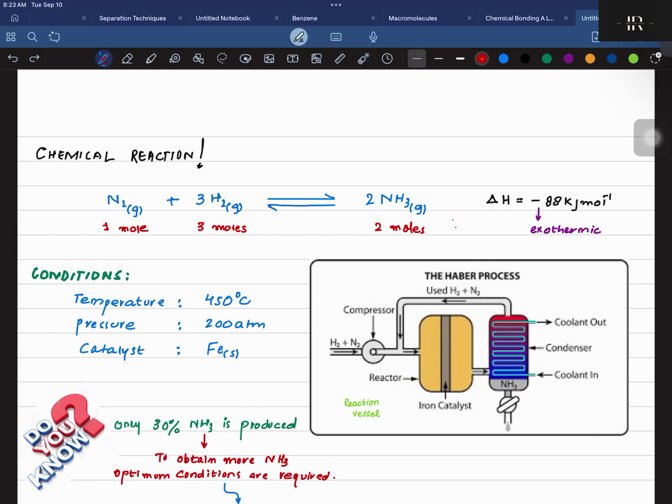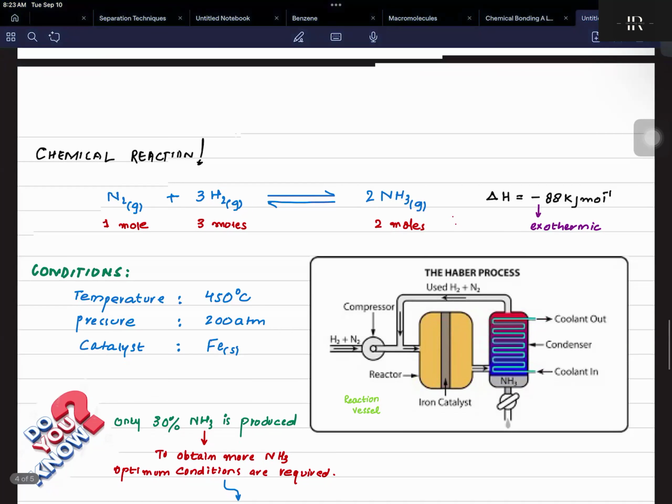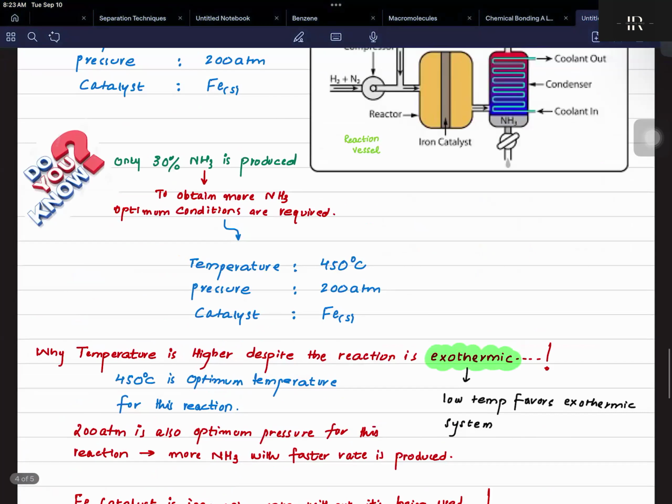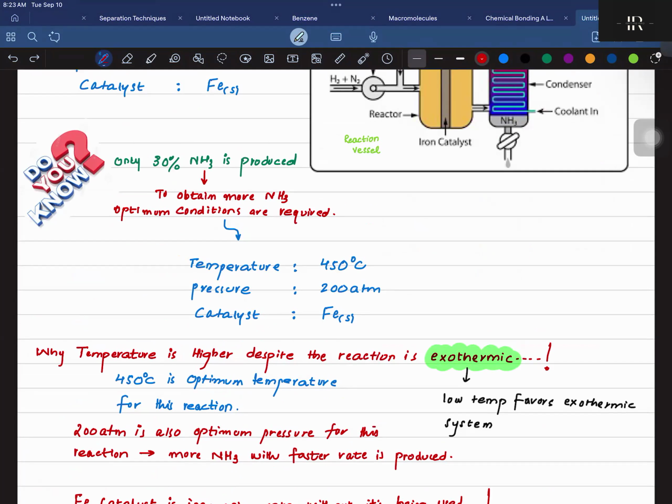Otherwise it is not going to give you a good yield, since the reaction is exothermic and you are going to increase the temperature. So this is not a favorable condition, but the rate also increases. That's why we are going to provide this much temperature, that is 450 degrees Celsius. It's too much, right? So it is the optimum temperature for this reaction.